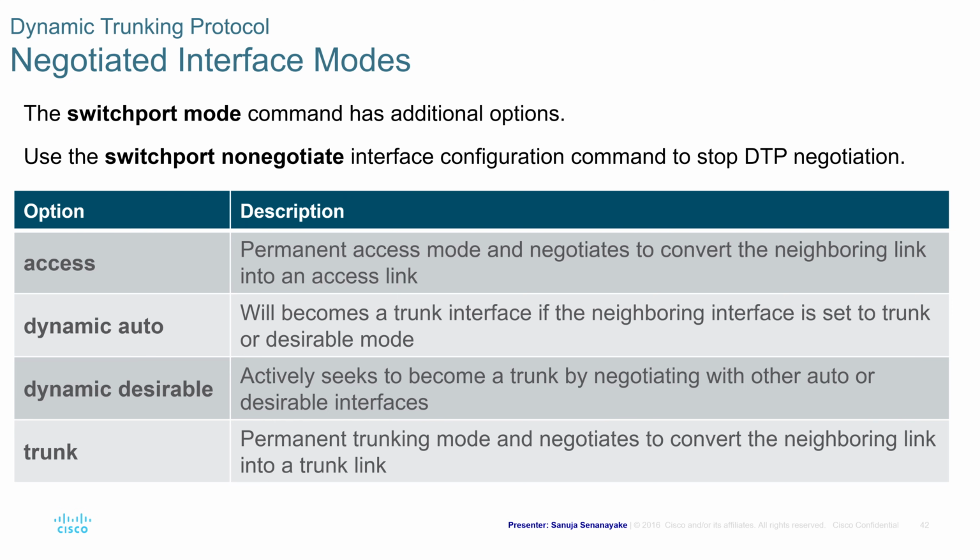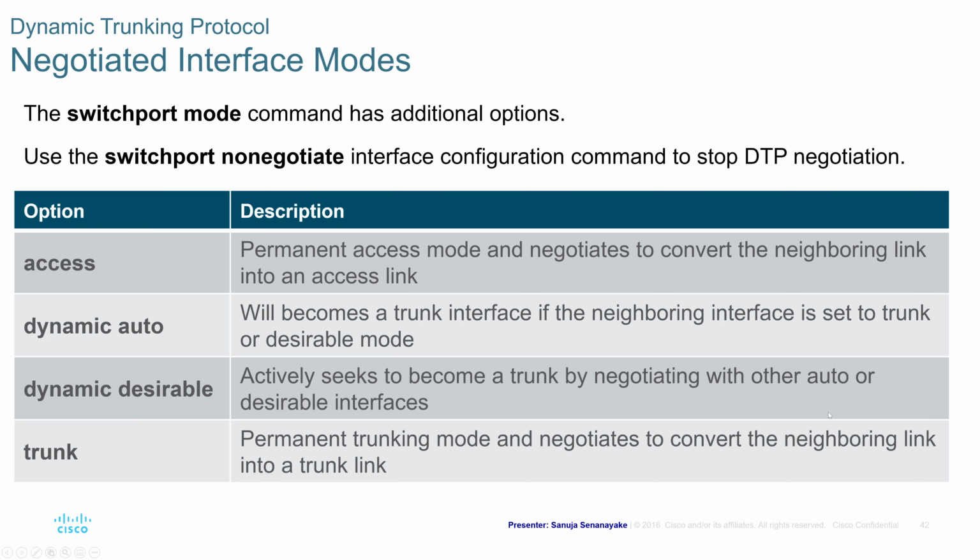Negotiated interface modes. The switchport mode command has additional options. You can use the switchport nonegotiate interface configuration command to stop DTP negotiation. The options associated with switchport mode include access, dynamic auto, dynamic desirable, and trunk. You just need to know what they do, for your labs. I have seen some lecture exam questions come up with it, but mostly lab exam questions. So you need to know how these configuration commands work and what these options mean.